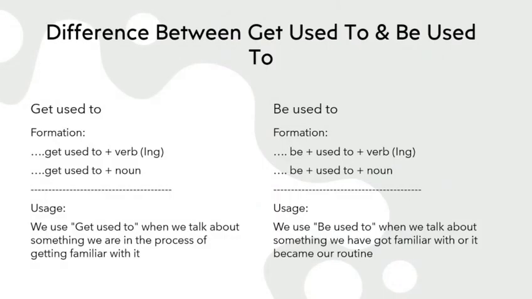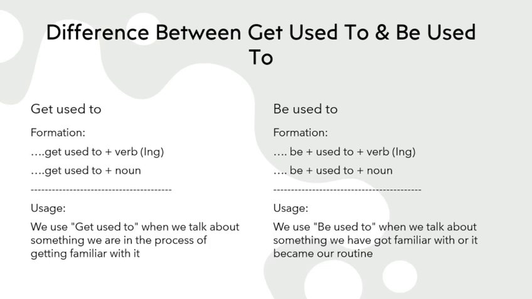First, get used to. Let's start with the easiest thing in it: its formation. You start your sentence normally, then you add get used to plus verb-ing or noun. The usage of it: it's very important to know the usage of what you are learning or what you are saying. We use get used to when we are talking about something we are in the process of getting familiar with.